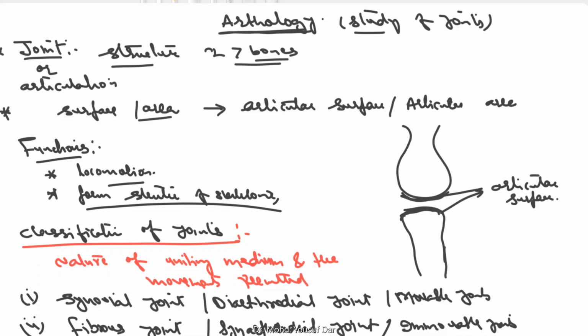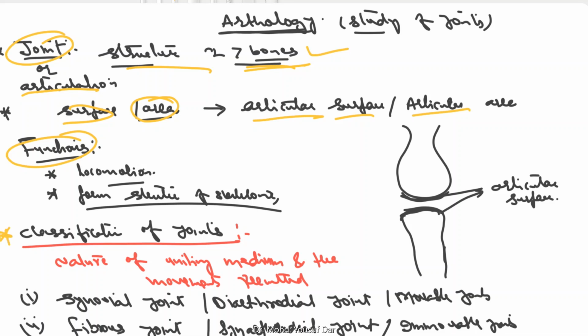So first we studied what a joint is. It is a structure where two or more bones unite with the help of a certain binding material. It's called a joint or articulation, and the surface or area that comes in contact with each other is known as the articular surface or articular area. Then it performs different functions: they play a very important role in locomotion, and they form the whole skeleton of the animal.